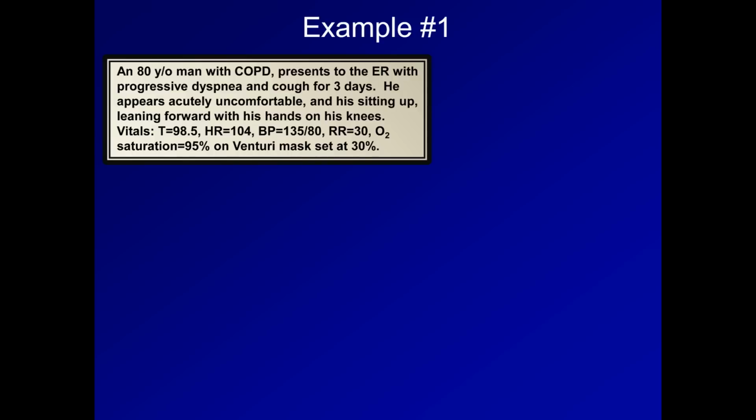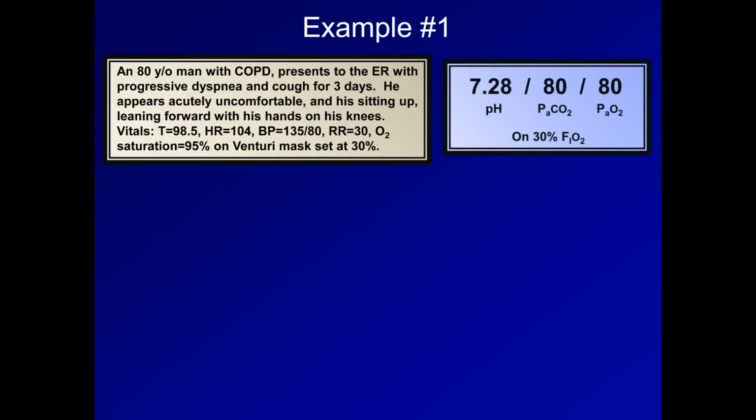His temperature is 98.5, heart rate 104, blood pressure 135/80, respiratory rate 30, and O2 saturation 95% on a Venturi mask set at 30%. Here is his ABG: pH 7.28, P little a CO2 80, and P little a O2 80. Step number 1 is to check the AA gradient.